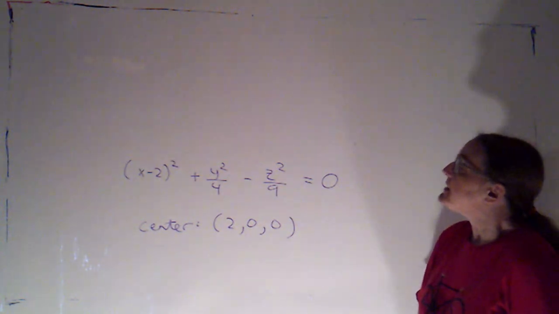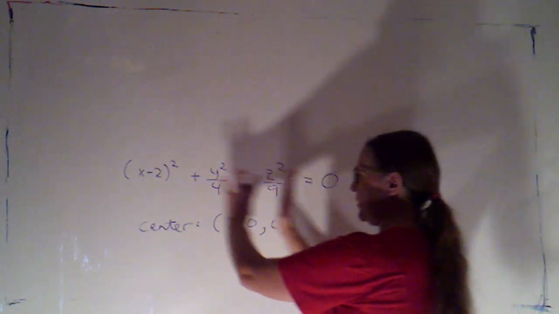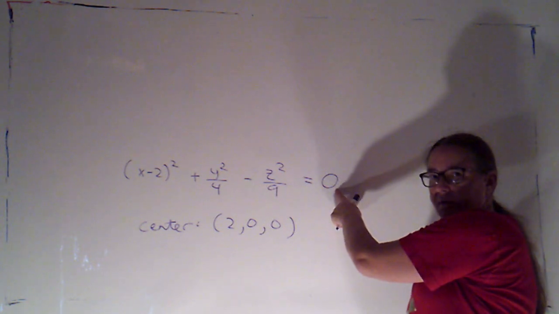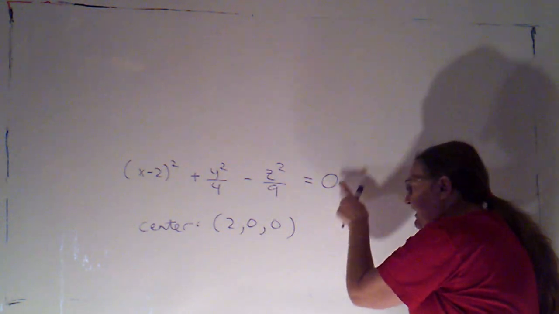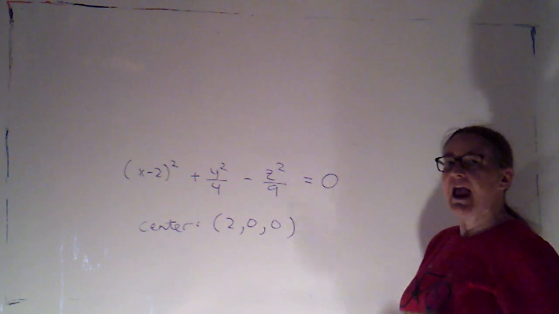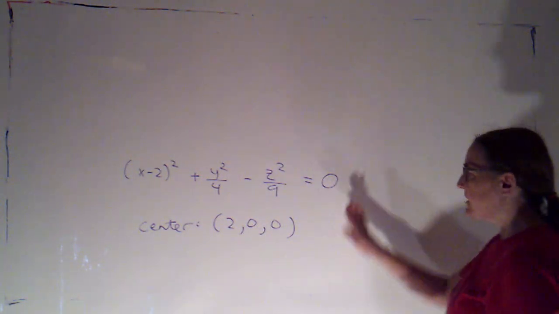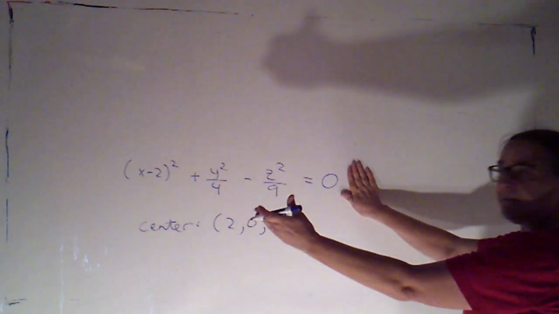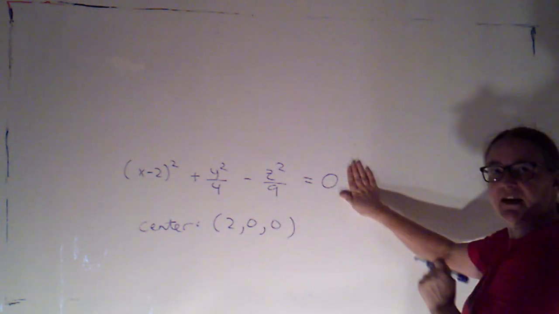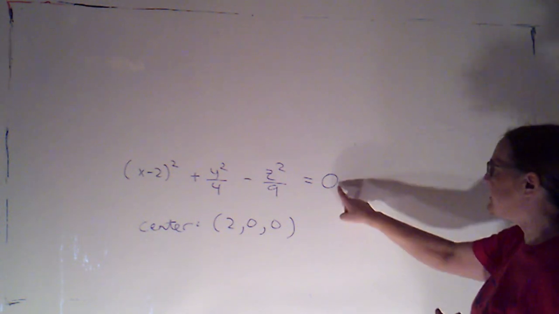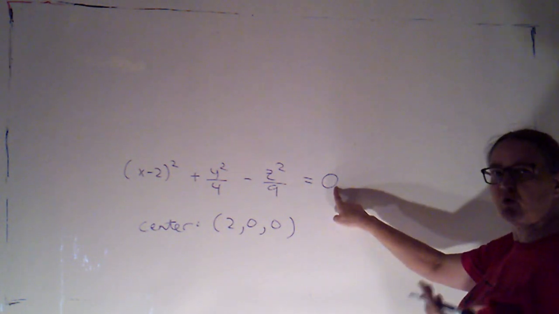Okay. Second, I want to point out that I've got all the variables on the left, and it's equal to 0. It is not equal to 1. And there's nothing I can do to make it equal to 1. If it was equal to 2, I could divide both sides by 2 and get a 1 here. But there's nothing I can multiply by to change that from a 0 to a 1.